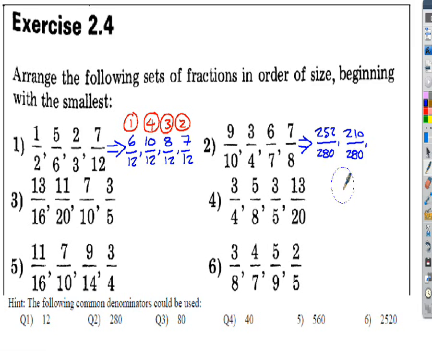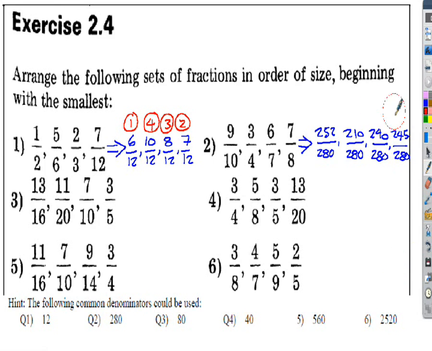Third fraction is 6 upon 7. I've got to multiply the 7 by 40 to get 280 as a denominator, so I need to multiply top and bottom by 40. So I get 240 divided by 280. The final fraction of 7 upon 8, I need to multiply 8 by 35 to get 280 on the bottom, so multiplying top and bottom by 35. I have 245 on the top line divided by 280 on the bottom line.